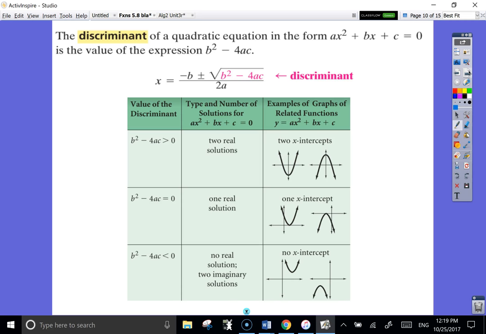Right, so these 3 rules you need to know. 1, 2, 3.